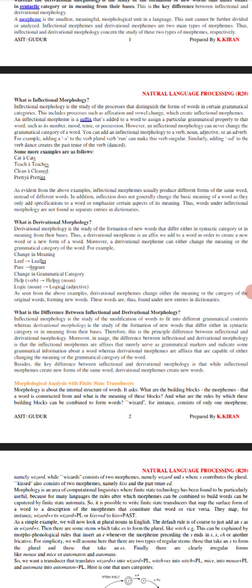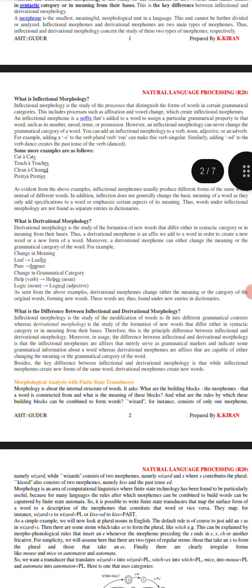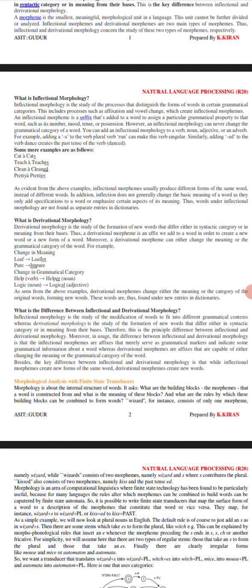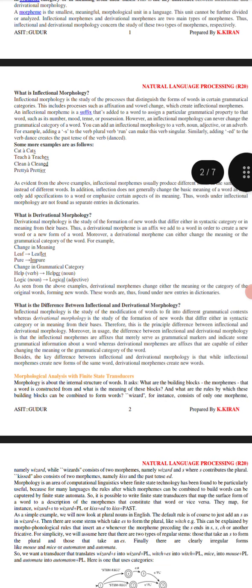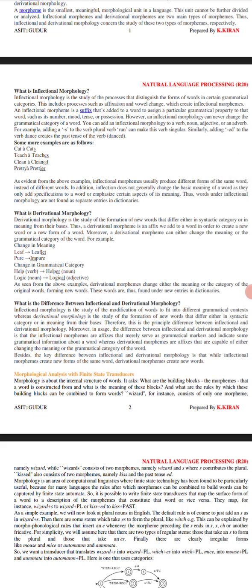Moreover, in usage, the difference is that inflectional morphemes or affixes merely serve as grammatical markers and indicate some grammatical information about a word, whereas derivational morphemes are affixes that are capable of changing either the meaning or the grammatical category of the word. Besides, the key difference is that while inflectional morphology creates new forms of the same word, derivational morphemes create new words.